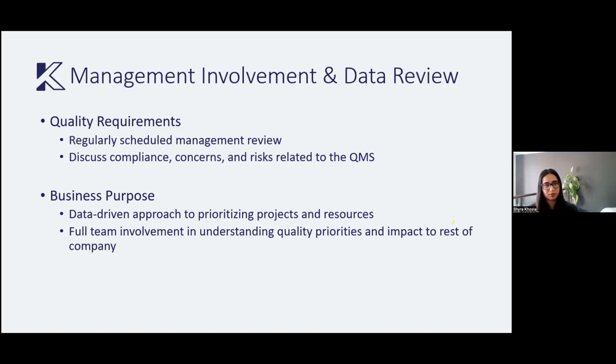The last thing I'm going to mention is management involvement and data review. The quality management system requires executive and senior management to be involved in reviewing key KPIs, key performance indicators, coming from the processes themselves. From a business perspective, this is really where you can take the data coming from all of your QMS processes and translate it into information. That information can then be acted upon, and you have full team involvement and understanding of the priorities, moving the company ahead together towards similar objectives, as opposed to having your QA team working in a silo, because that doesn't really drive anything forward.